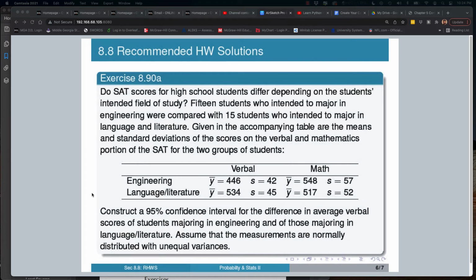So, do SAT scores for high school students differ depending on the student's intended field of study? 15 students who intended to major in engineering were compared with 15 students intended to major in language and literature. Given in the accompanying table are the means and standard deviations of the scores on the verbal and mathematics portion of the SAT for the two groups of students. They want us to construct a 95% confidence interval for the difference in average verbal scores of students majoring in engineering and of those majoring in language and literature. Assume that the measurements are normally distributed with unequal variances, which tells us we're using the Welch method.